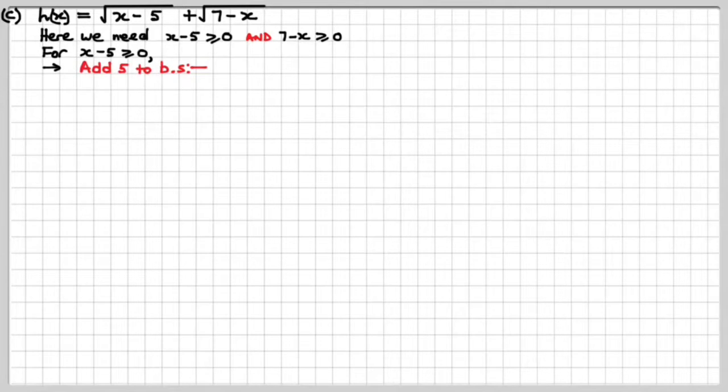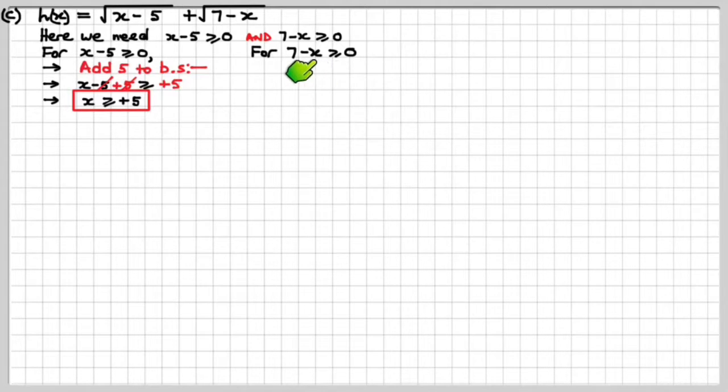If we add 5 to both sides, we get this, and then we get that. Yeah, x is greater than or equal to plus 5. Now, on the other hand, for the second component, this little animal up here, we know that's got to apply, okay? That thing's got to be greater than or equal to 0. So basically, you can just solve that now.